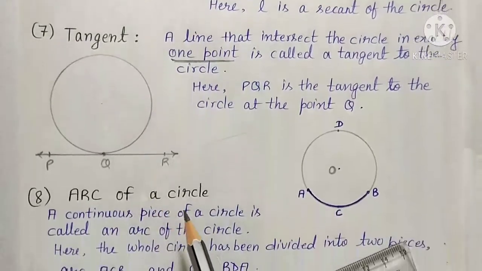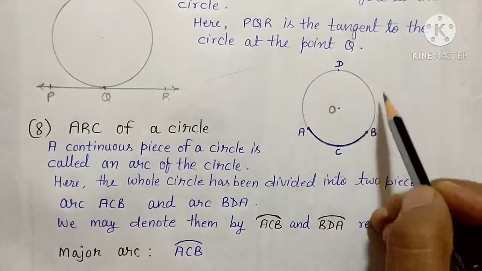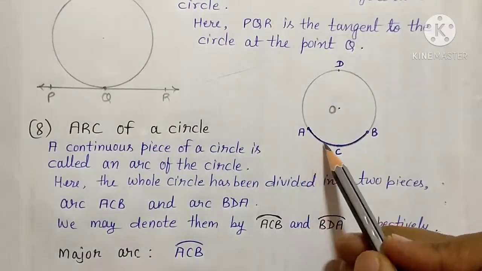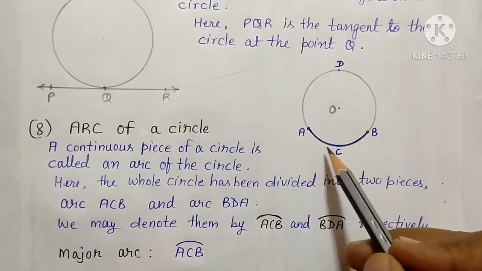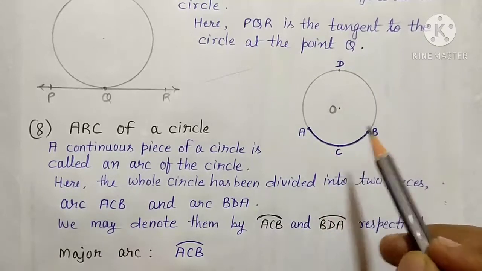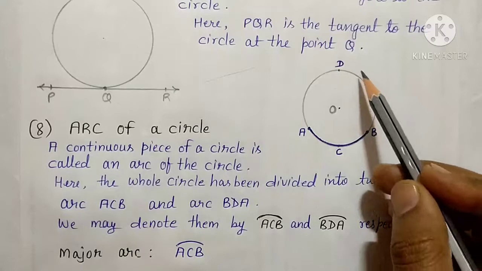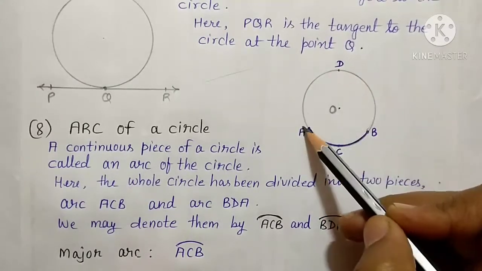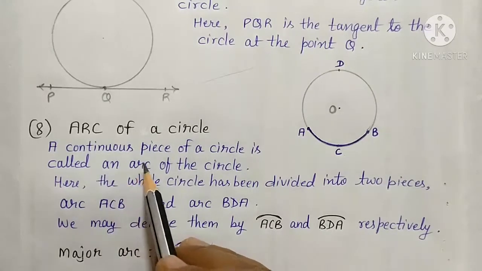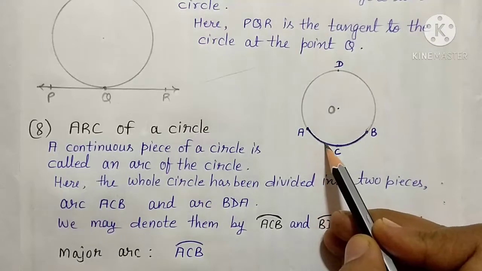Now talk about the arc of a circle. What is an arc of a circle? As you can see in this figure, this ACB that I have drawn with a darker pen is called the arc. Even this part which I have drawn with the pencil, BDA, is also an arc. So we can say a continuous piece of a circle is called an arc of the circle. This is continuous, or not?